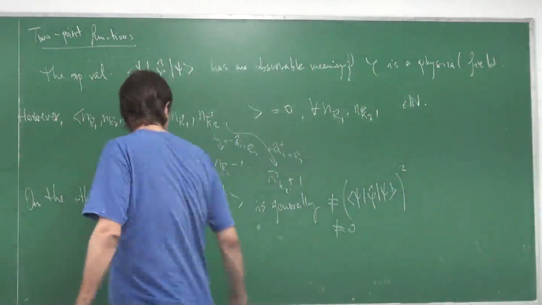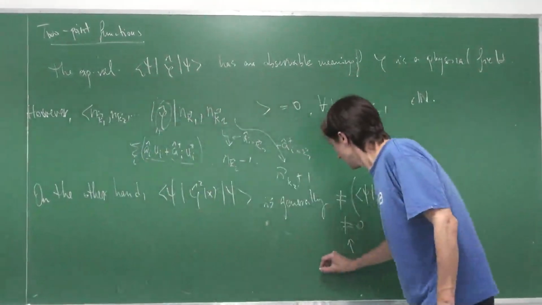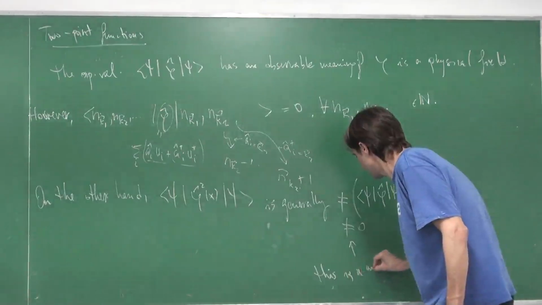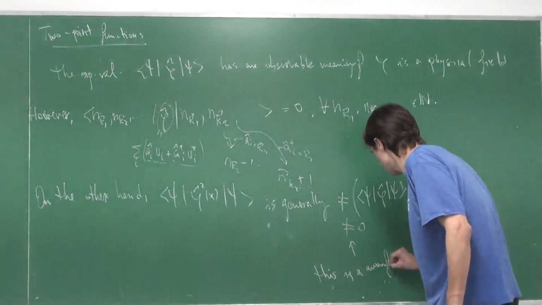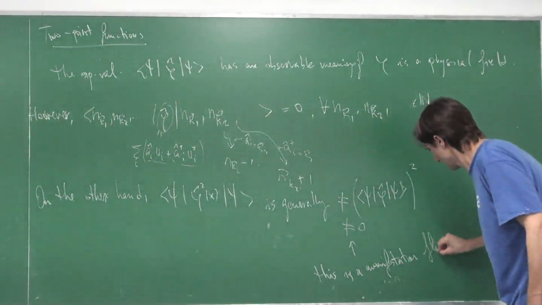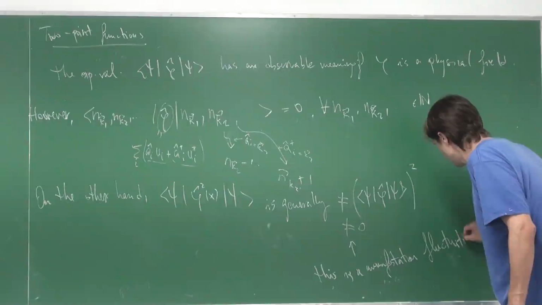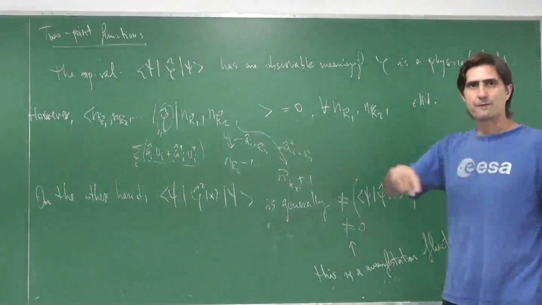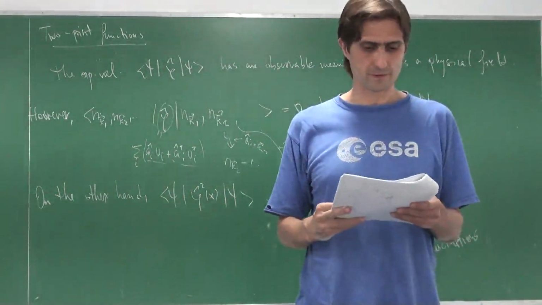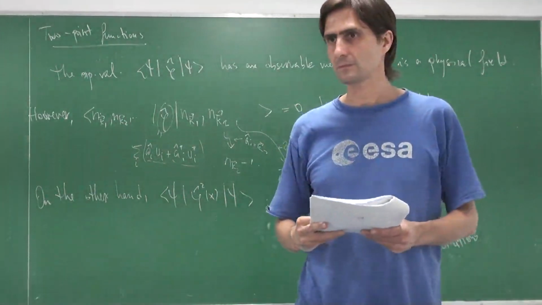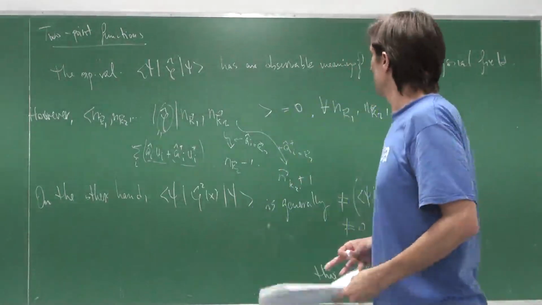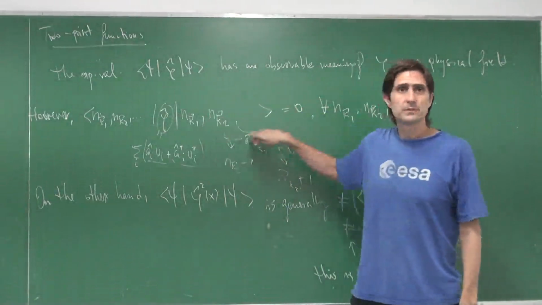So this is a manifestation of quantum fluctuations. There is a fluctuation about the mean value of the field. Okay? So this is observable, but it will be nonzero.